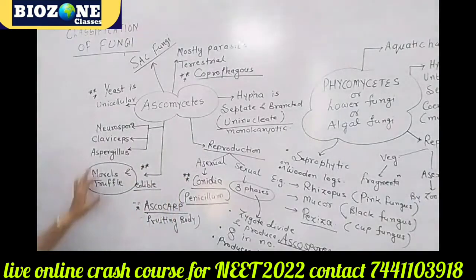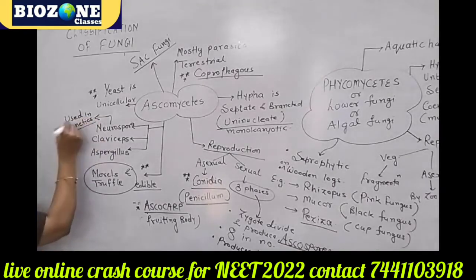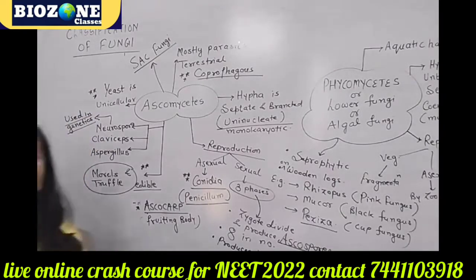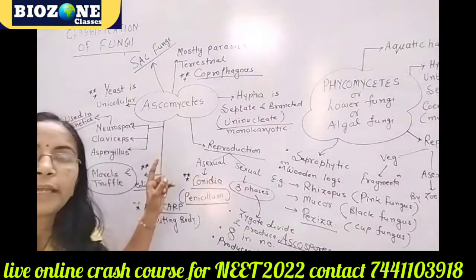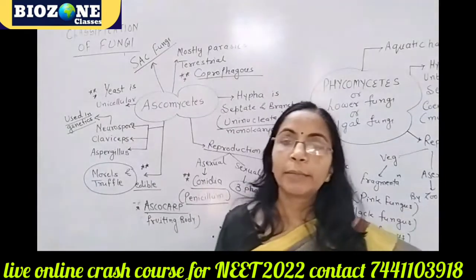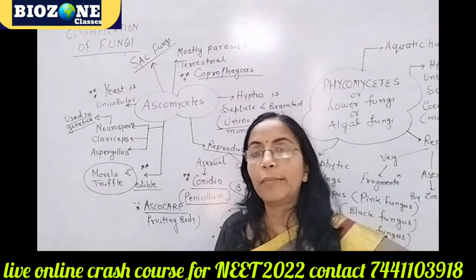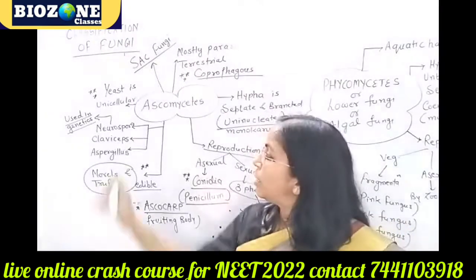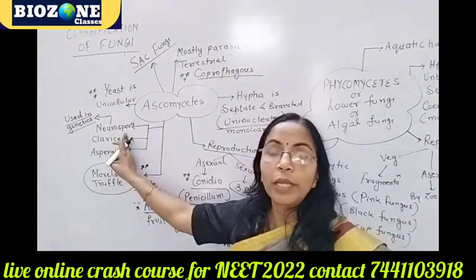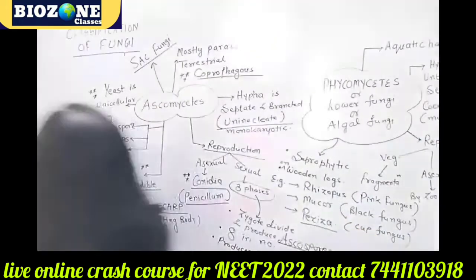So morels and truffles. Now Neurospora is extensively used in genetics and biochemical analysis. In fungi, Neurospora is called the Drosophila of the kingdom. Just like in animals, whatever genetics experiments we perform on Drosophila, similarly in fungi, if we want to study DNA or RNA and protein synthesis, which fungus do we commonly use? We use Neurospora. So remember, where is Neurospora extensively used? It is extensively used in genetics.